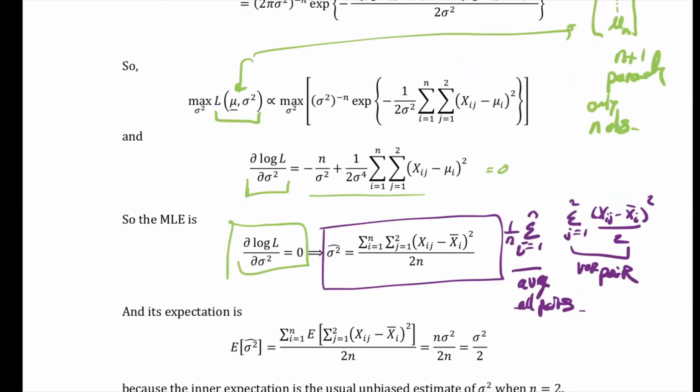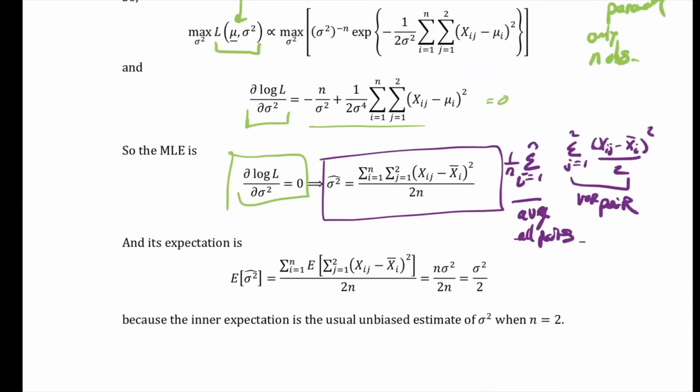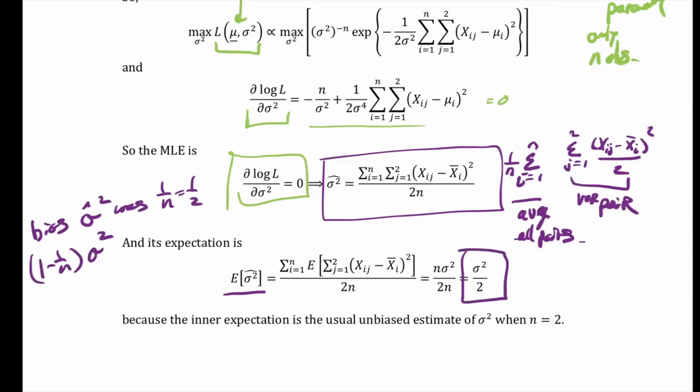Except we're going to have a problem, right? Do you remember what the bias was? The bias for sigma hat squared, its expectation, was (1 minus 1 over n) sigma squared. The bias was 1 over n. So in this case, it's 1/2. And that's what we get. So the expectation of this thing turns out to be sigma squared over 2. Now, wait a second. This means that our maximum likelihood estimator in this case is converging to half of what the variance is.